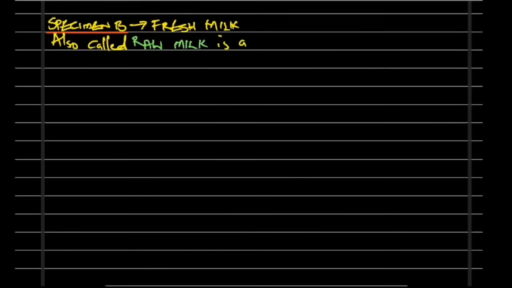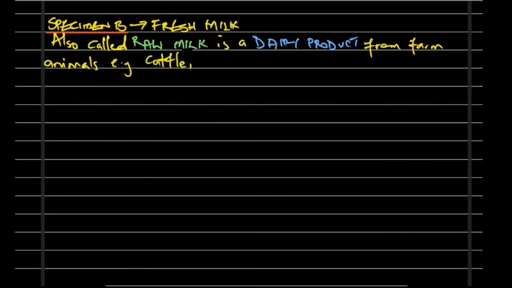It is a dairy product from farm animals. Animals like cattle. We have cattle, we have pig, we have sheep, etc. Majority of the ruminants, in fact the majority of animals, actually breastfeed, so they produce milk.